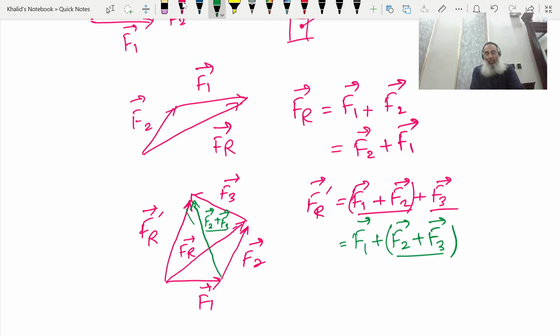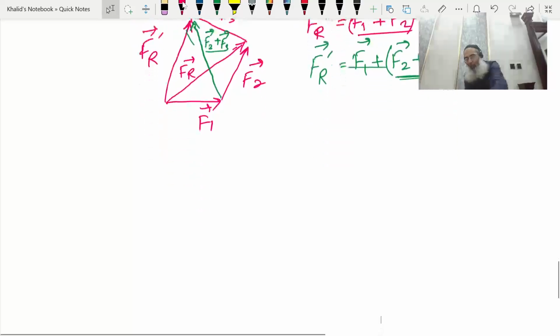So it's just a matter of precedence. First I added this pair, and its resultant is then added to F1. But the combined effect is the same, FR prime. You can see here, F1 plus this is the green vector. I hope you got it. Can we move on? Okay, good.